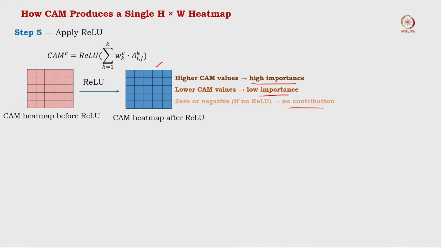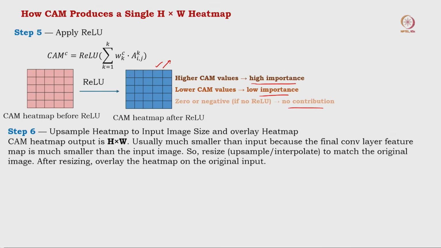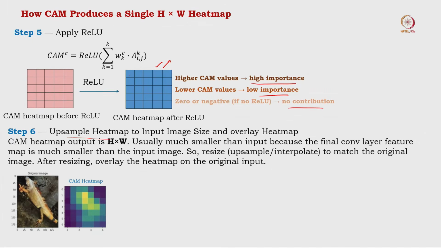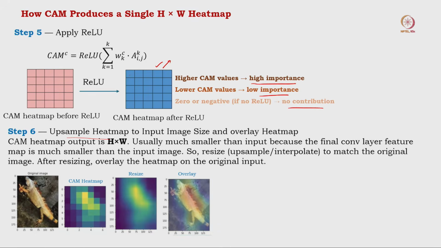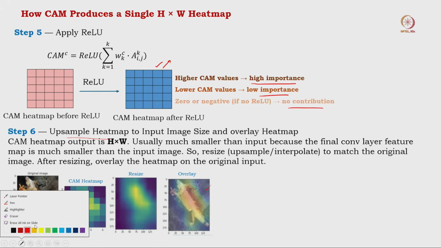Here also the last step is exactly the same as Grad-CAM. The feature map we have obtained is smaller in size, so the next step is to upsample the heat map. If this is the original image and this is the CAM heat map produced, the next step is to resize it and superimpose it, and this is going to highlight which are the important features. So, a quick summary of CAMs.